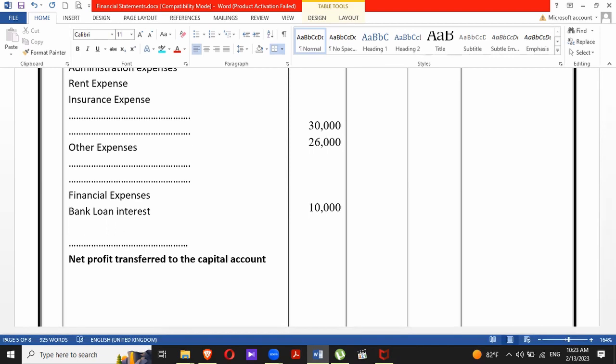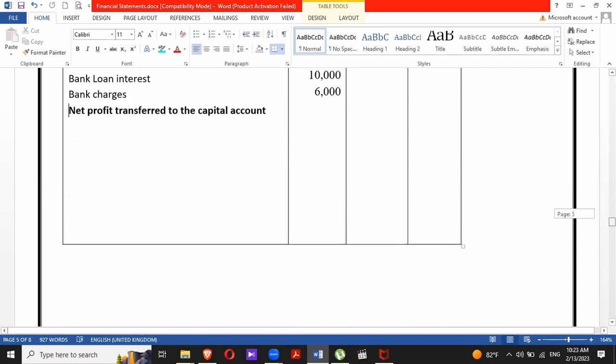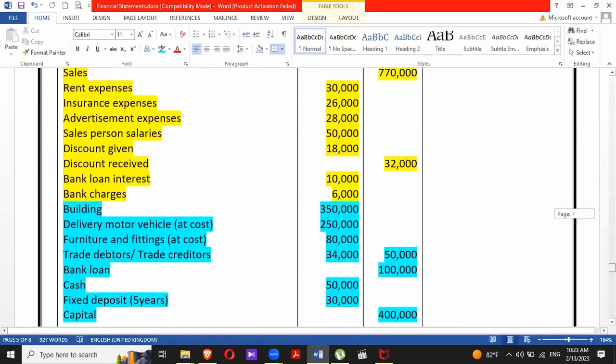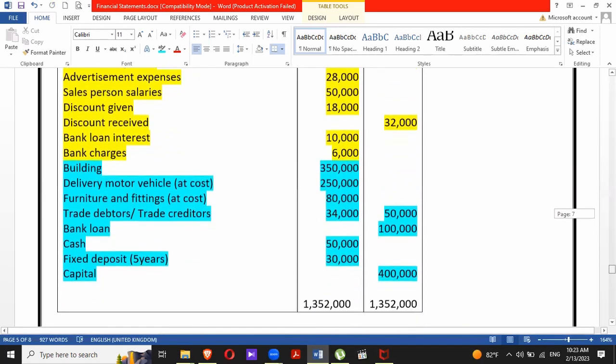Right? Once I told you, the expenses which are related to the bank loan and bank current account come under financial expenses. Here 10,000 and here 6,000. Altogether two expenses are given under the financial expenses. I think now all the items in profit or loss are finished, right? Here, all the items highlighted in yellow color, I told you, come under profit or loss. Now let's move to the statement of financial position.